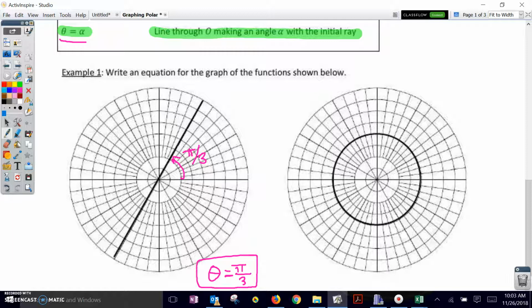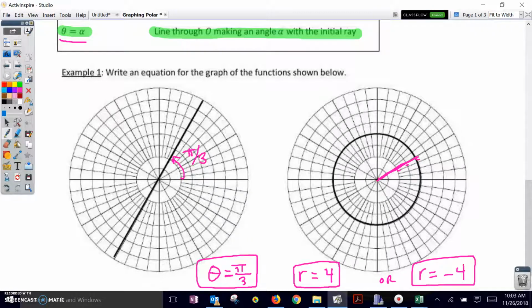Okay. In the next one we have a circle. And so this is going to be an equation of the form r equals something. And we need to figure out what the radius is from the pole to this circle. And it's 1, 2, 3, 4 units. So there are actually two equations we can write here that represent this circle. We could write r equals 4, or the other common one would be r equals -4.